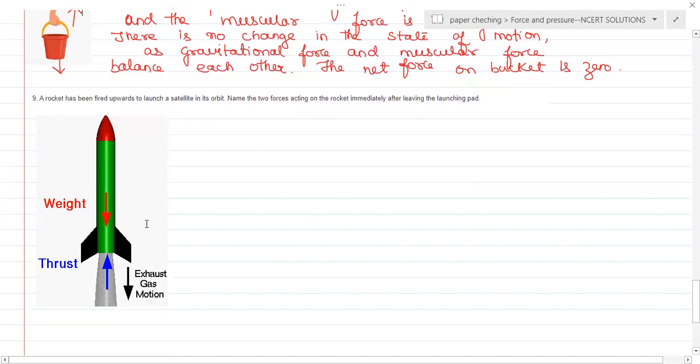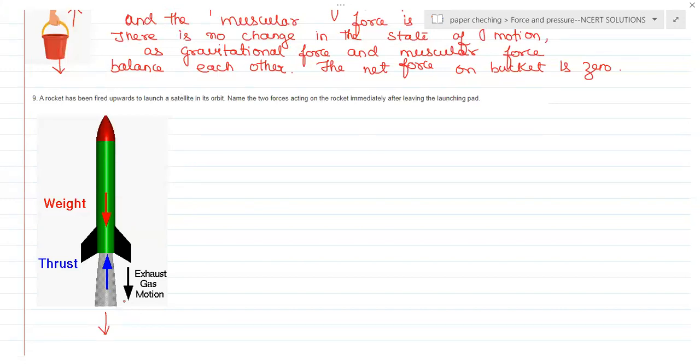Another interesting question, which is actually a very important question. A rocket has been fired upwards to launch a satellite in its orbit. Name the two forces acting on the rocket immediately after leaving the launching pad. So the forces acting are gravitational force acting downwards, right? And the frictional force is also acting on this rocket, right? So there are actually many forces working. There is an upward thrust. The weight of the rocket is working downwards. There is frictional force. There is gravitational force. But we have been asked about only two. So let's write that.